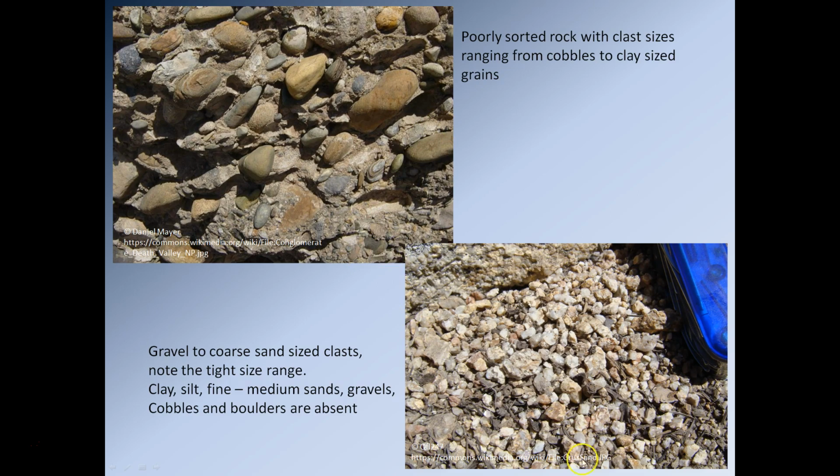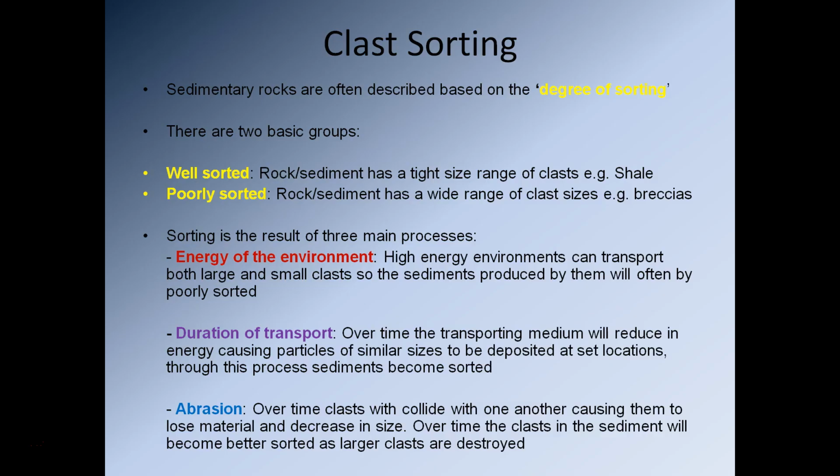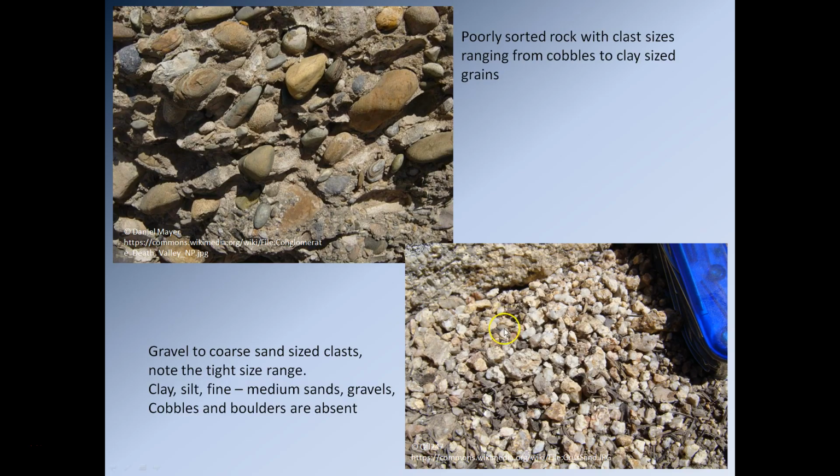Now let's compare that to this sediment over here. Now in this case, this sediment, as you can see, consists mostly of gravel-sized particles. So it's mostly material that's somewhere between about 4 millimeters and about 32 millimeters in size. So, about 0.5 centimeter to 3 centimeters in diameter. So it's relatively well sorted. You can also see that clay, silt, all the sands, most of the sizes of gravel, cobbles and boulders are absent, they're not present. So this is a relatively well sorted sediment.